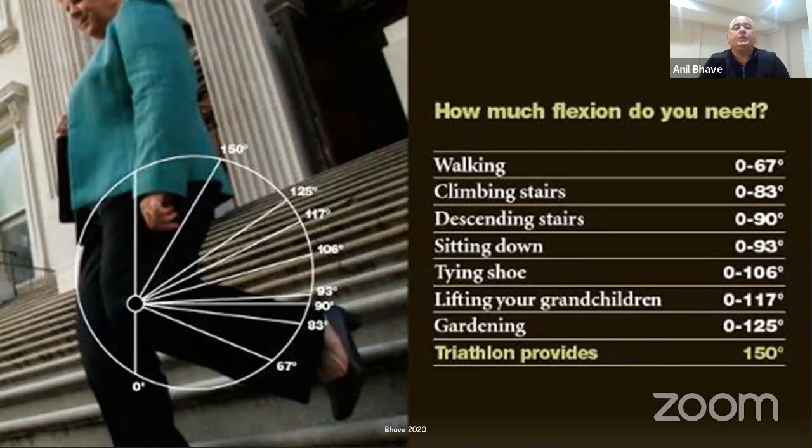So how much knee motion do we need? Well, for walking, we need about 65, 67 degrees. Climbing stairs, going up, you need 85, coming down 90, 95 degrees. Tying shoes, 90. So if you can achieve somewhere around 110 degrees of flexion, you are functional. And this is a Stryker slide that I borrowed. It shows total knee can provide all of that. But the point is, you need about 125 degrees of flexion to do most of your activities of daily living. And that's what we need.